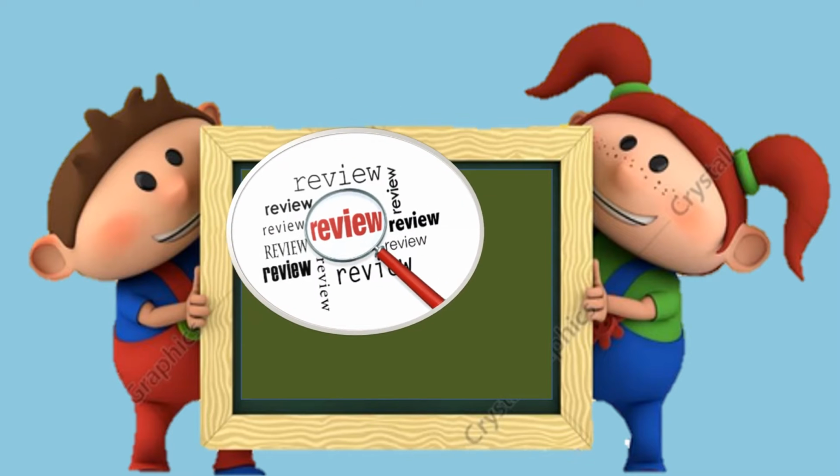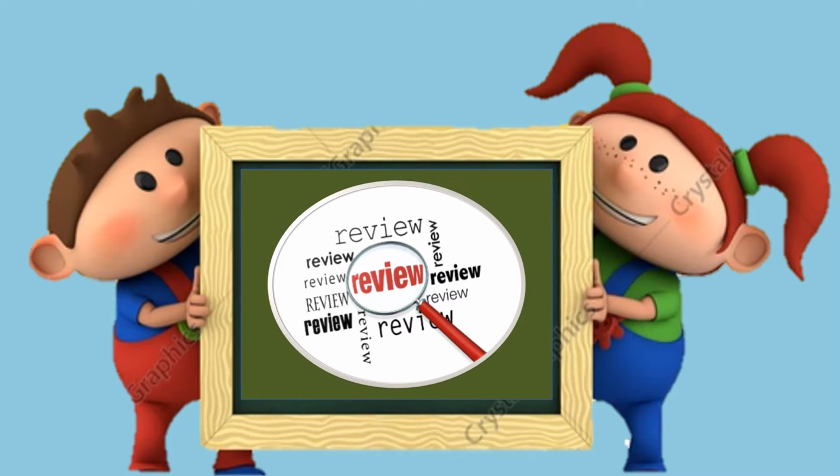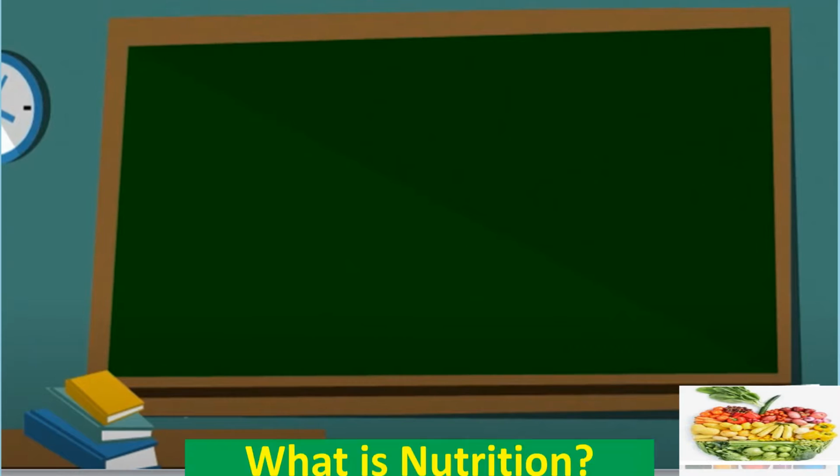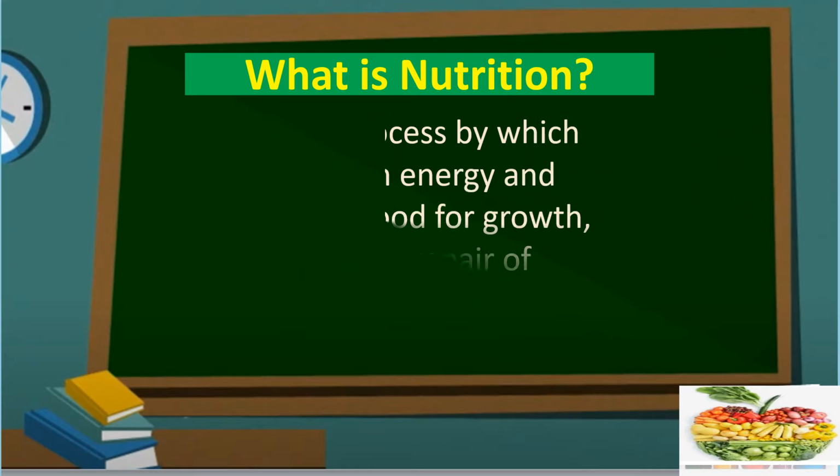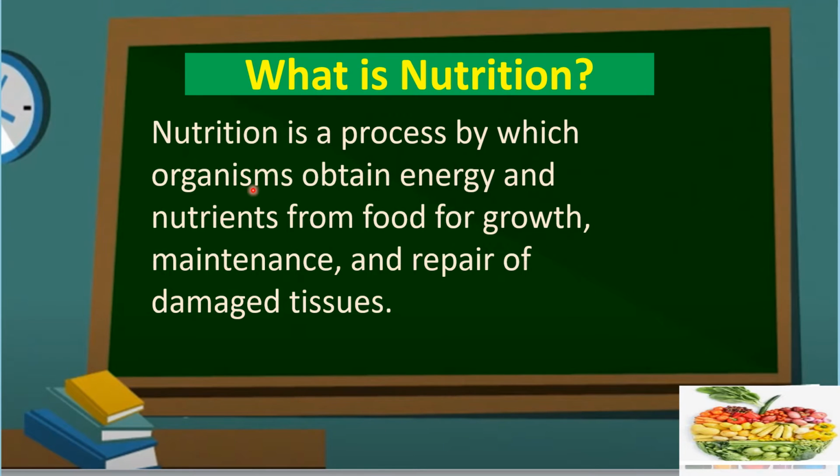Before we start with our lesson today, let's have a short review first on our last topic. Can you still remember it? How do you define nutrition? Nutrition is a process by which organisms like us obtain or absorb energy and nutrients from where? Of course, from the food that we eat. Make sure that we're eating healthy foods. Why? For us to grow, to maintain a healthy body, and to repair the damaged tissues.